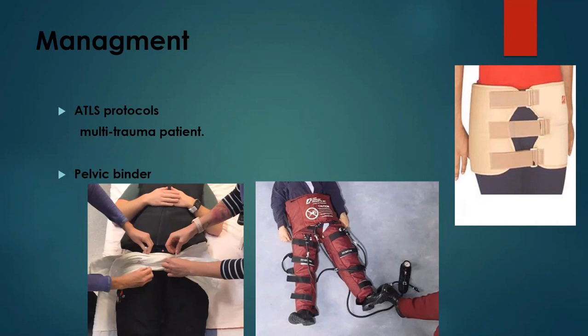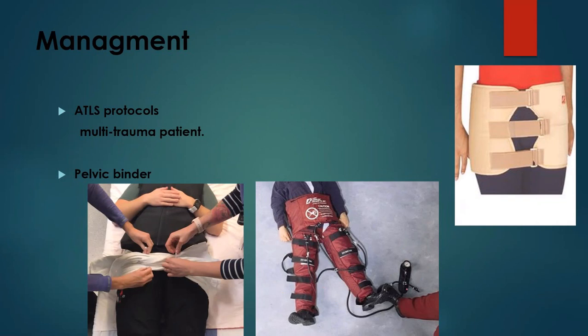The simplest way, present everywhere, even in the street, is to grab a towel, wrap it around the hips, and tie it so that you control the bleeding and control the hip. This is the usual one, the pelvic binder. And this is called the military trousers. This is present in military devices. It is a strap that can be filled with air. Any patient with multi-trauma can be given this kind of device.